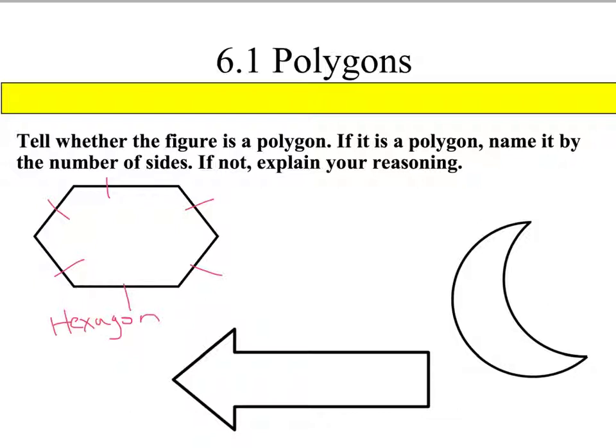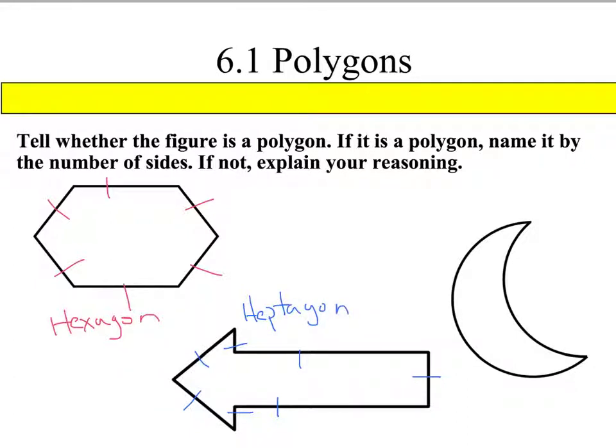Okay, next one is going to be that arrow one down below. We count the sides. 1, 2, 3, 4, 5, 6, 7. This one has 7 sides. So what shape do we know has 7 sides? That's going to be a heptagon.